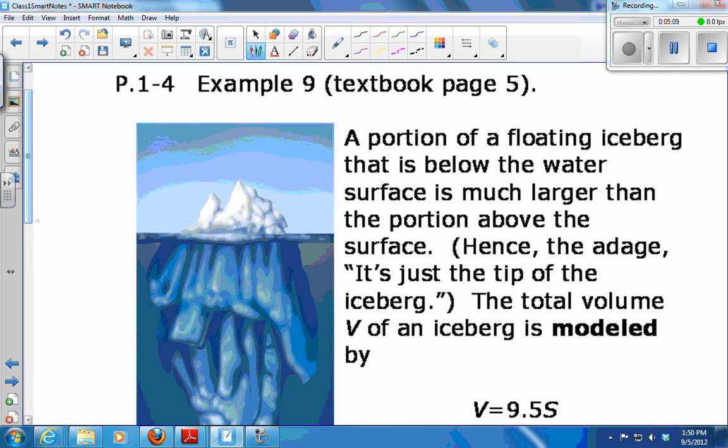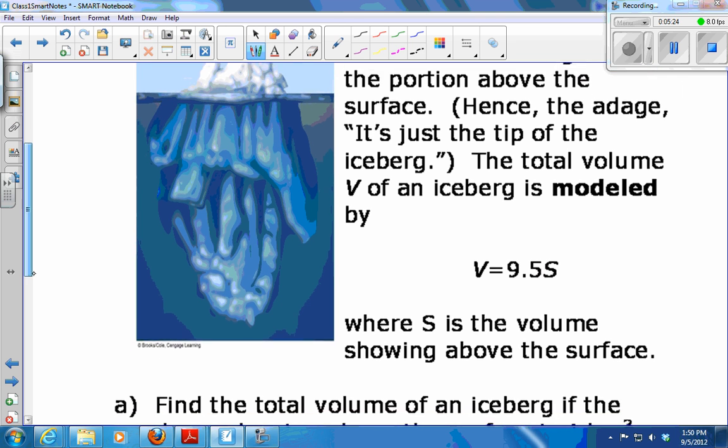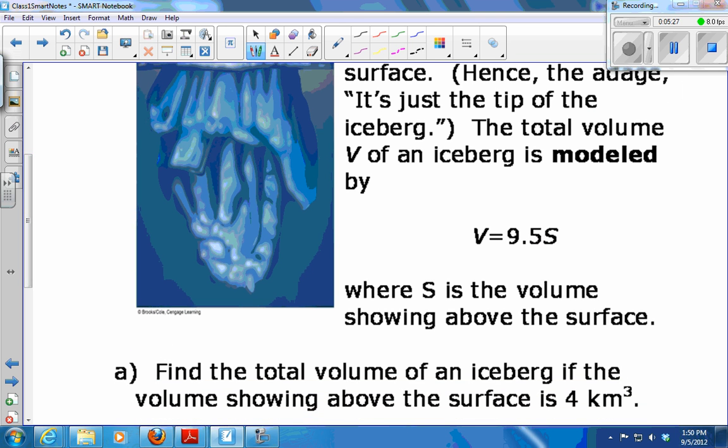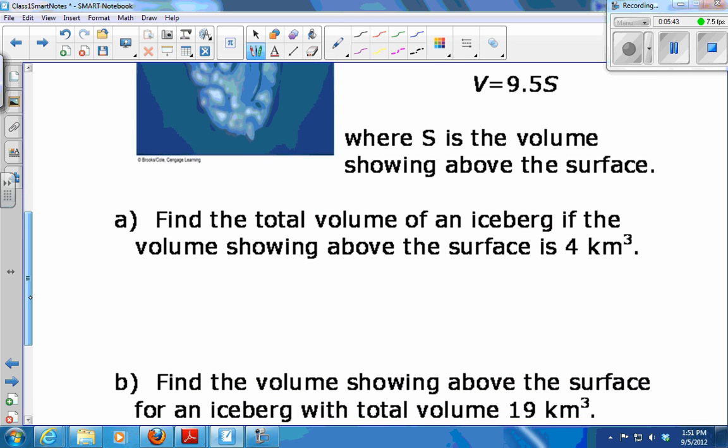And here is another one. It turns out that the portion of an iceberg that's below the water is much larger than the portion that you can see above the surface. Hence the adage, it's just the tip of the iceberg. So the total volume of an iceberg is modeled by this equation. V, for total volume, is equal to 9.5 times S, and S is the volume above the surface that you can see. So total volume is 9.5 times the volume you can see.